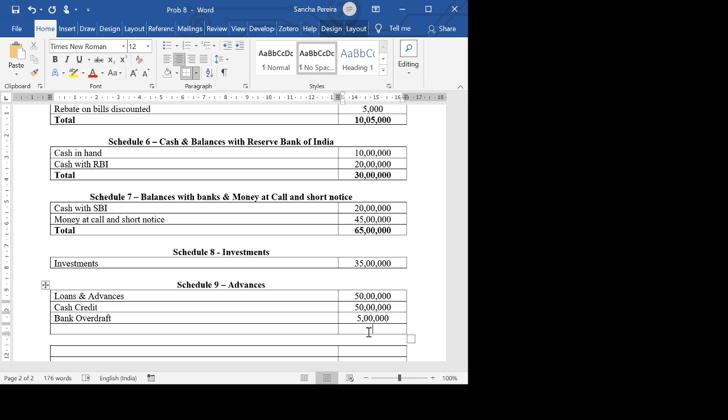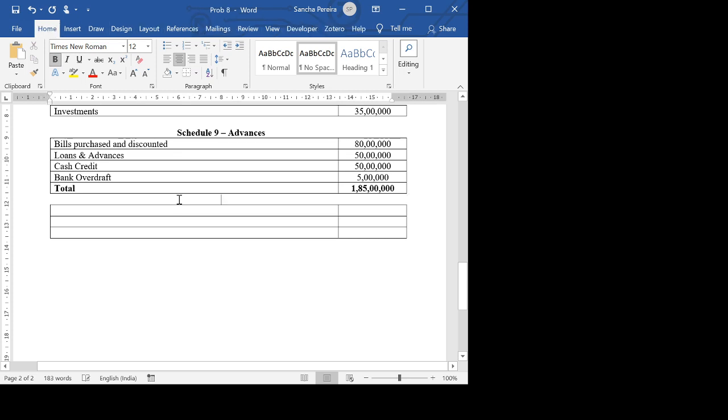I think we missed one more. Yeah, we have bills purchased and discounted. Sorry, I missed that one. That should actually come first. Bills purchased and discounted, 80 lakhs. So the total of this is going to come to, I think, 1 crore 85 lakhs. Be careful of the zeros. 1 crore 85 lakhs.